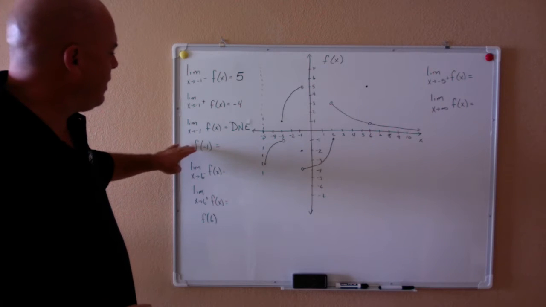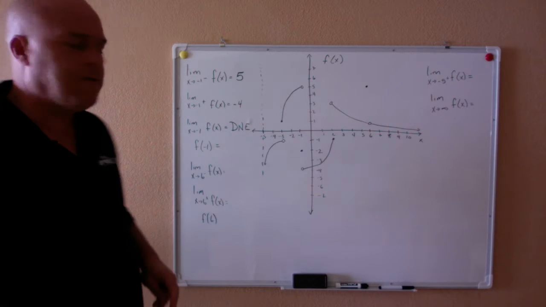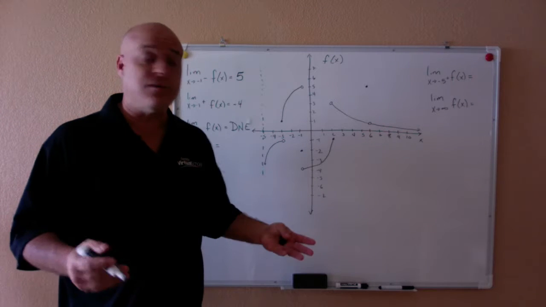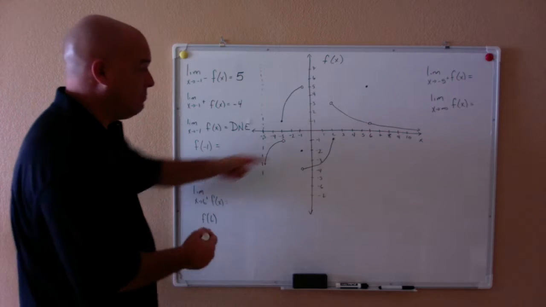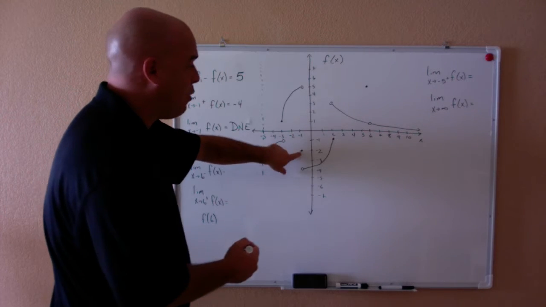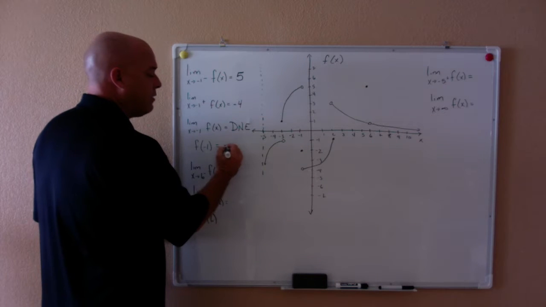And then finally, notice here that I've also put in f of -1. I put that in there because if I look at my graph here, I have a point at (-1, -2), so f of -1 is -2.